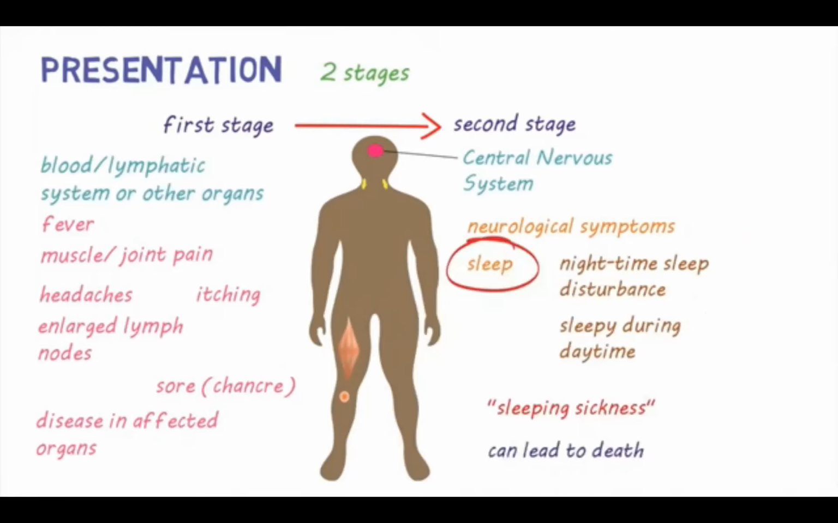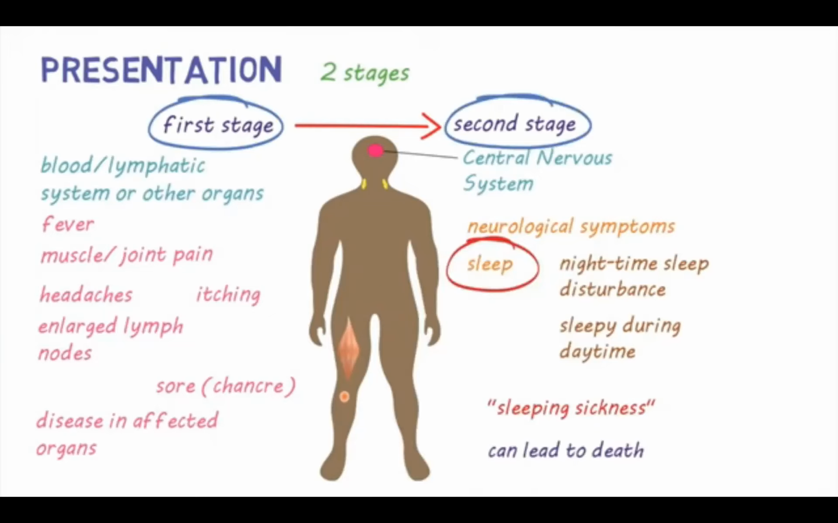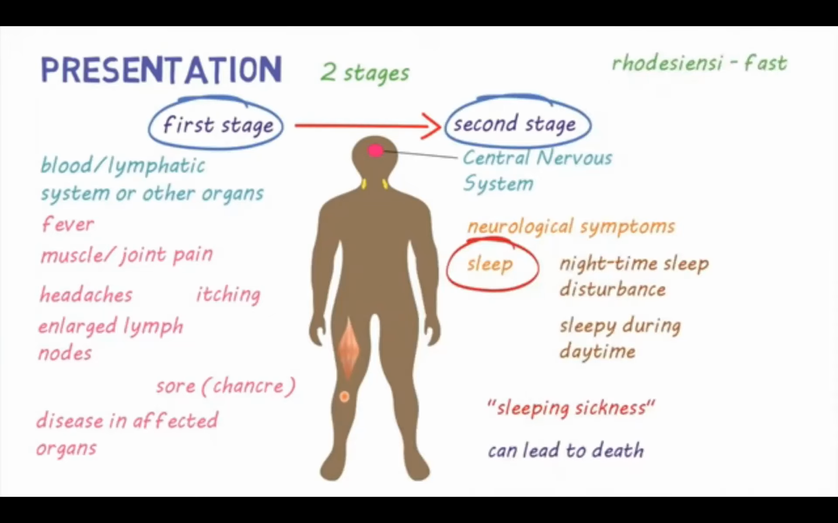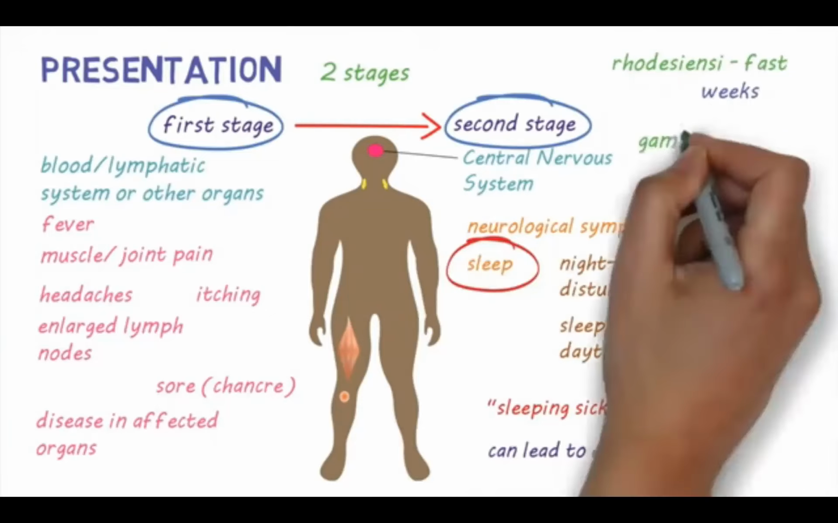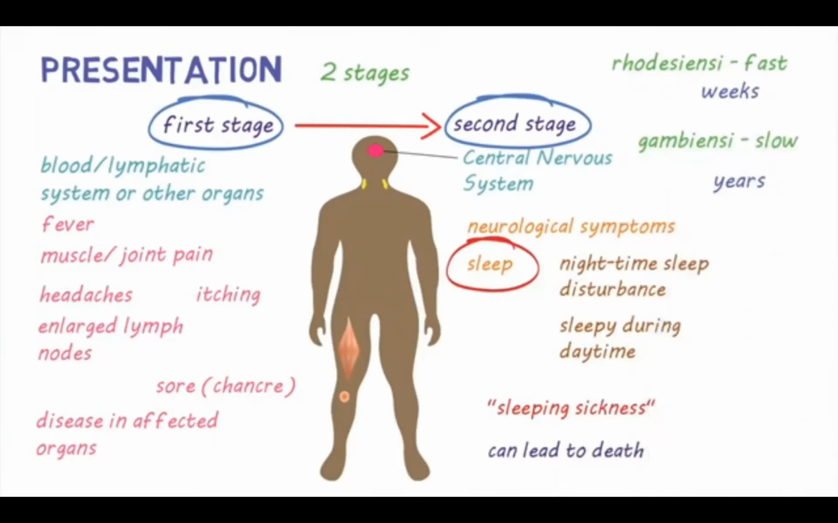The severity of the disease and how quickly the disease progresses from the first stage to the second stage depends on the type of parasite. In Rhodesiense infections, it's quite fast, usually a few weeks. On the other hand, in Gambiense infections, it may take several years. People who get infected may not have symptoms for months, if not years. When they do, they're usually in the second stage.